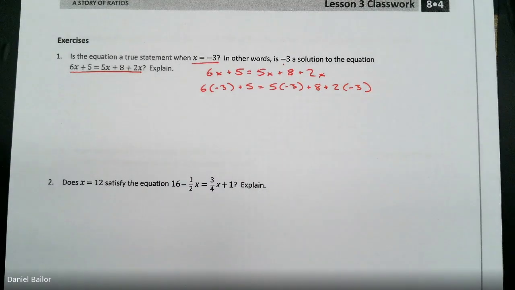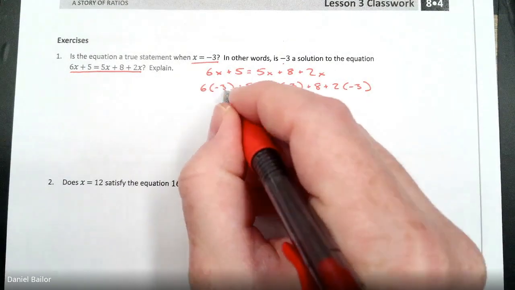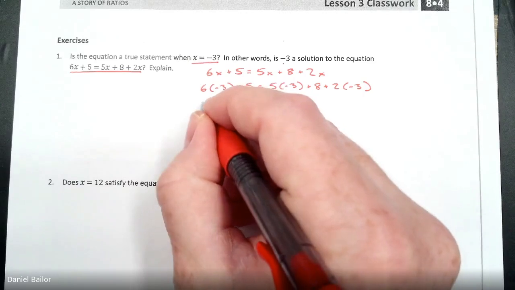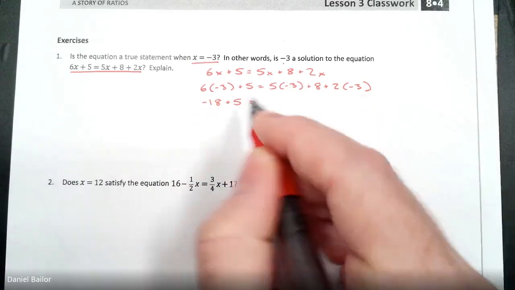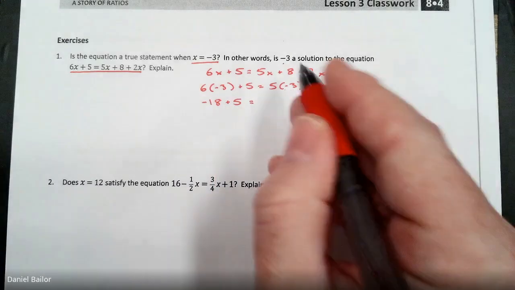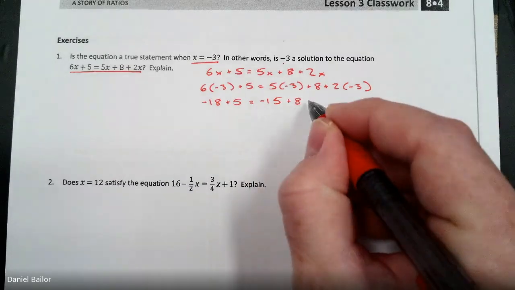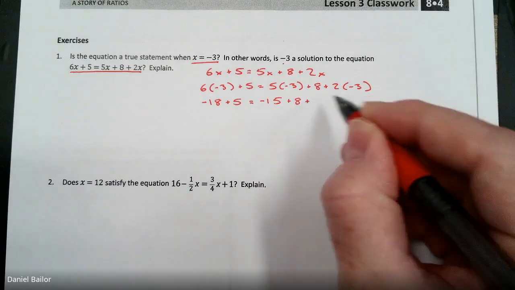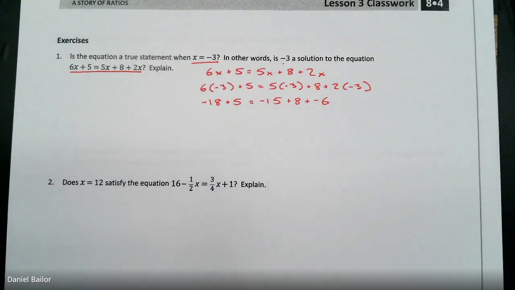Now, according to GEMDAS order of operations, I need to do all this multiplication first. So I'm just going to go straight across and multiply. 6 times -3, well, 6 times 3 is 18. 6 times -3 is -18. So I get -18 plus 5. 5 times -3 is -15 plus 8. Plus 2 times -3 is -6.